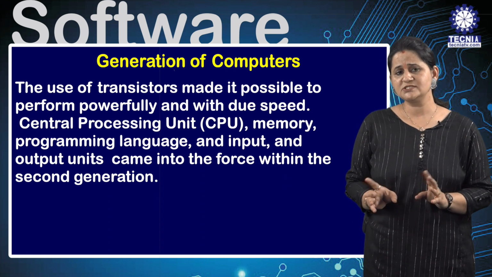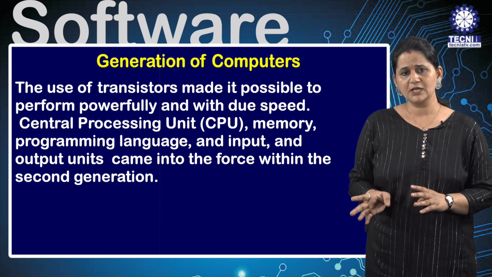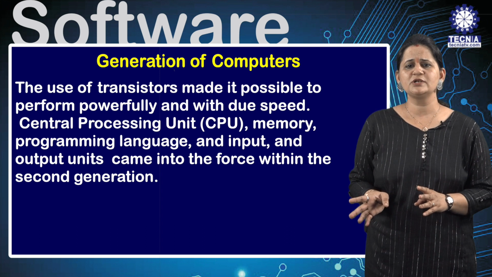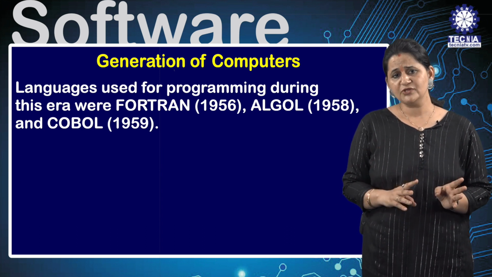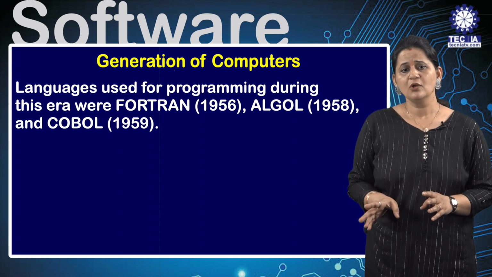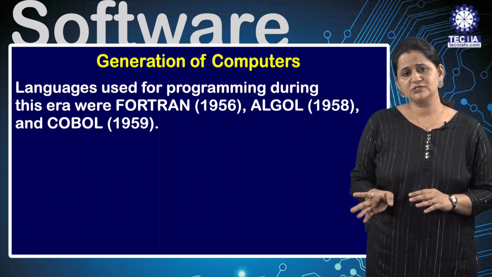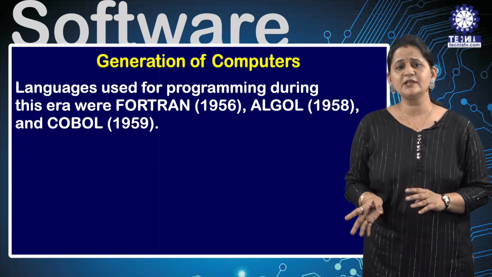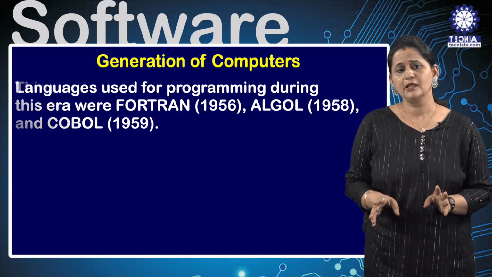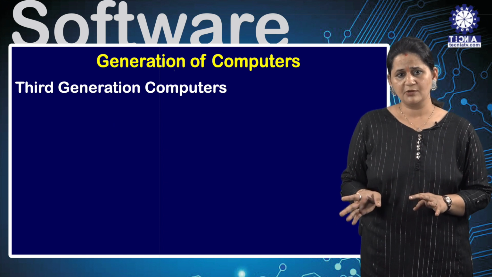Central Processing Unit CPU, memory, programming language, input, output units came into force within the second generation. Languages that were used in second generation computers were Fortran, that was developed in 1956, Algol, that was developed in 1958, and COBOL in 1959. Now comes third generation computers.